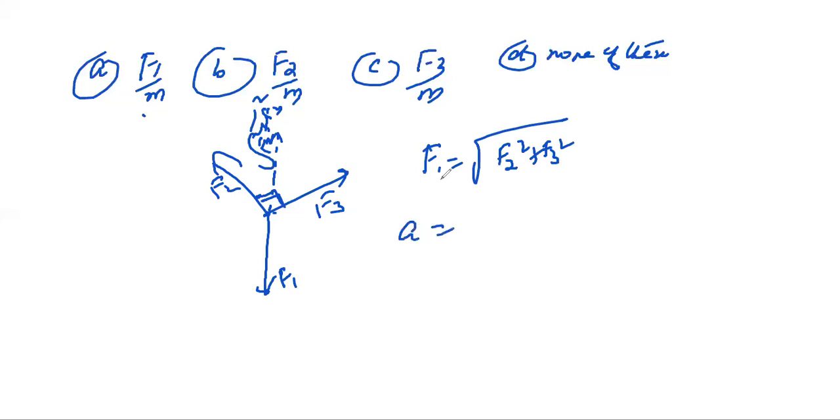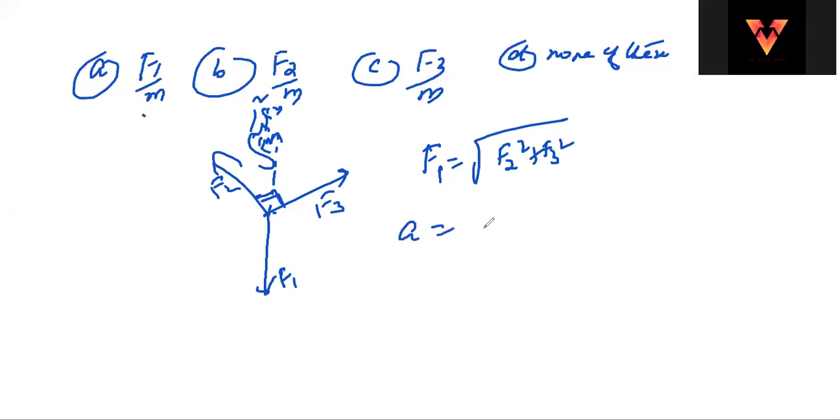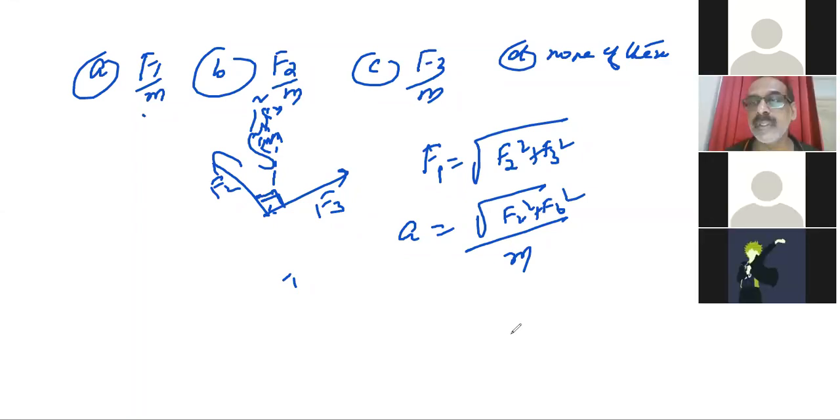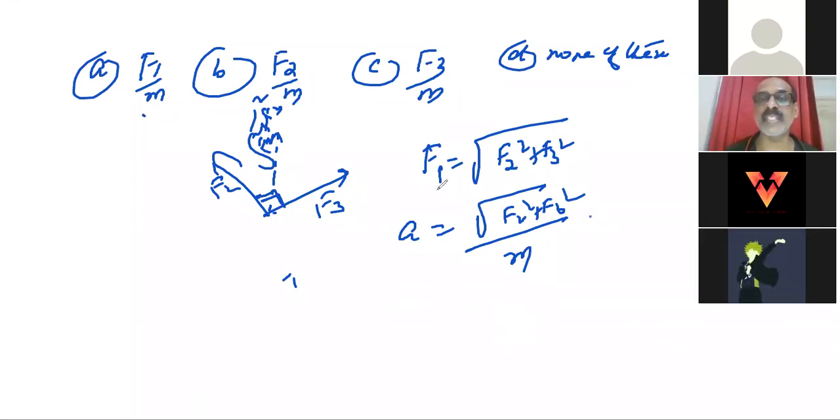Acceleration is equal to force by mass. Force means what? Now this is removed. Look here, this is removed now. When this is removed, the force acting is this one, right? Root of F2 squared plus F3 squared divided by mass, isn't it? Now root of F2 squared plus F3 squared is F1, isn't it? This was option A.